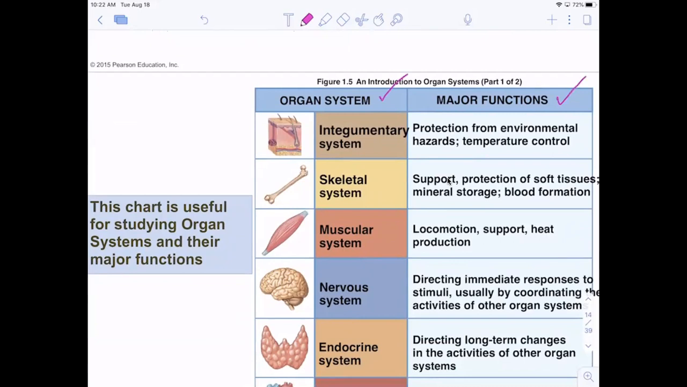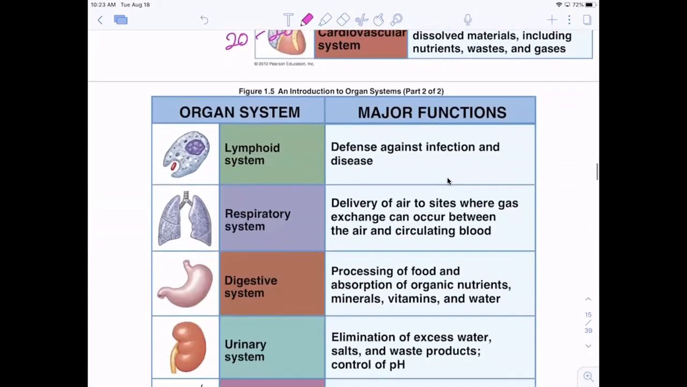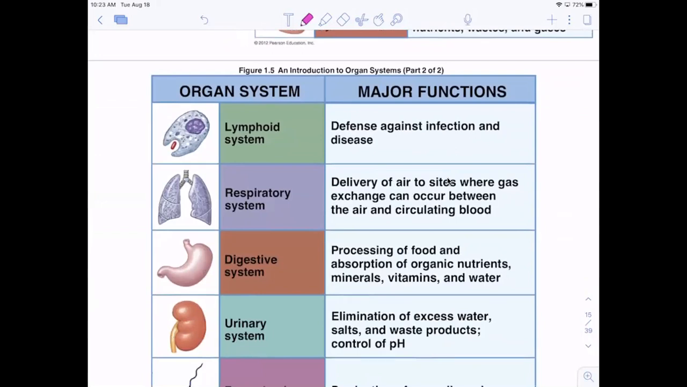So we're going to do integumentary system. That's chapter 4. And then the skeletal system is 5 through 8. And this is 9 through 11. 13 through 18, and this is chapter 19 is endocrine. These are hormones, right? Hormones. And then we have the cardiovascular system, which is 20 through 22. That is blood, heart, and circulatory system. So those are blood vessels. So arteries and veins. And then we have the lymphatic system. So this is your immune response system.